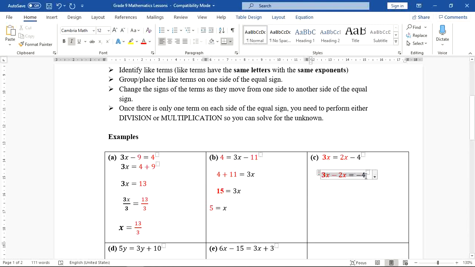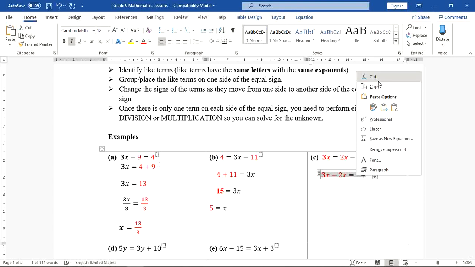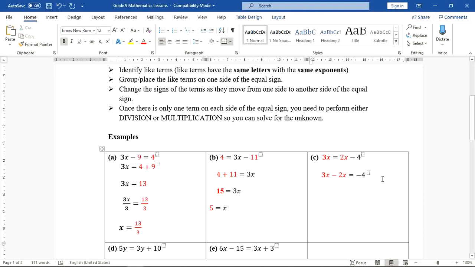And if you simplify further, now that we have the like terms on the left hand side, we can now simplify them, and that's going to give us x is equal to negative 4. All right, so in this case, we're not going to divide on both sides because we have a 1 in front of the x. All right, so x is equal to negative 4.